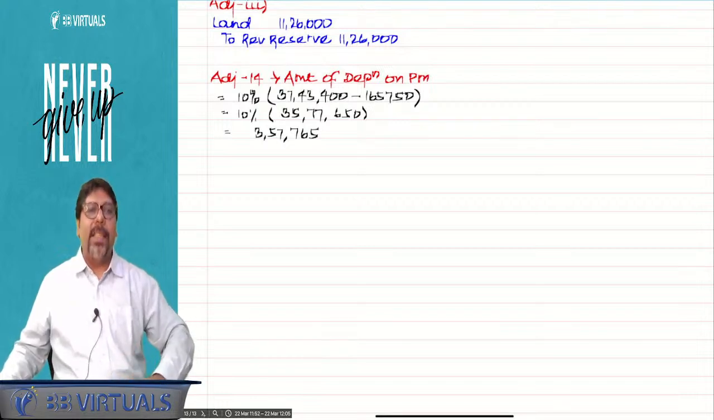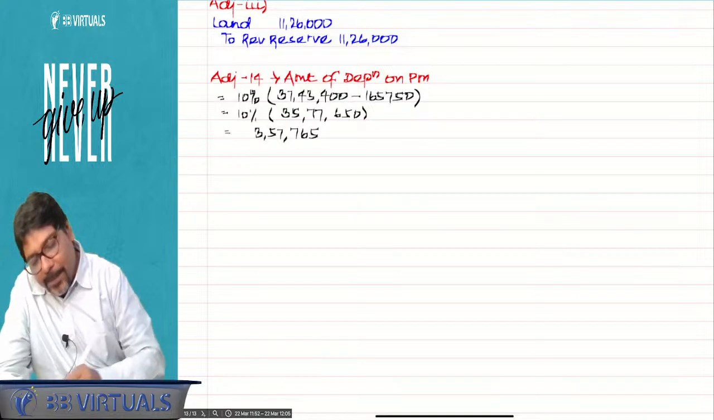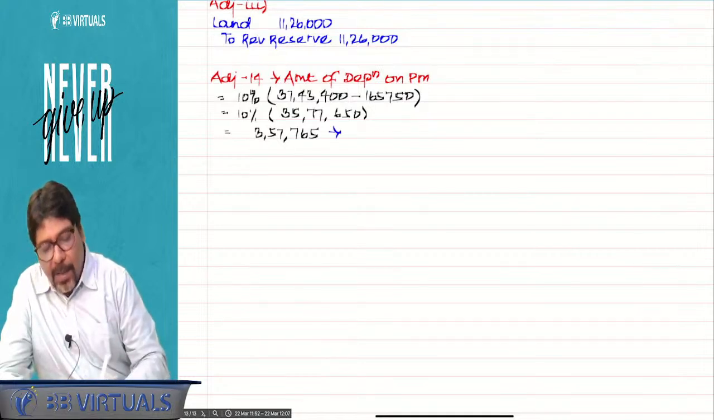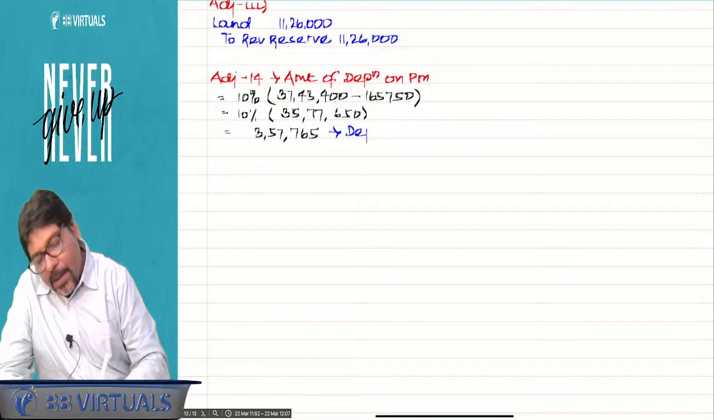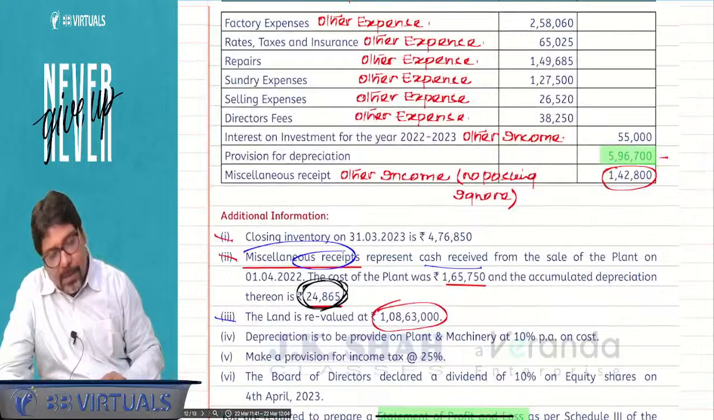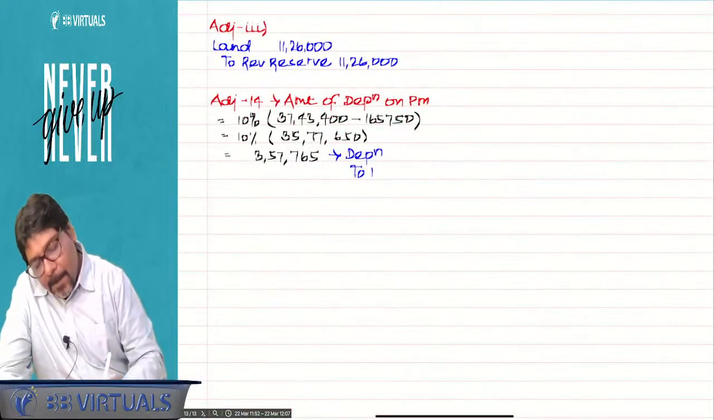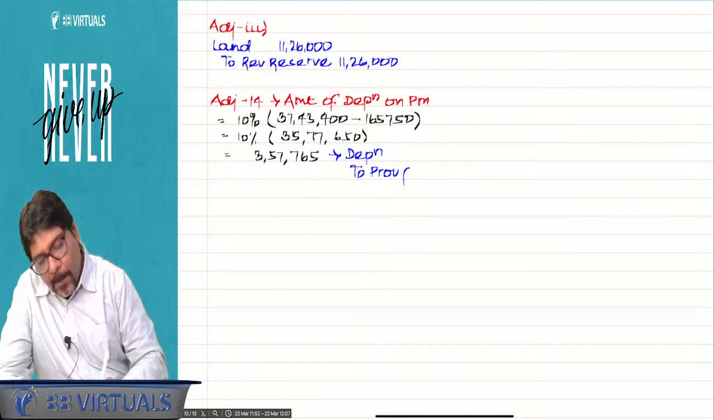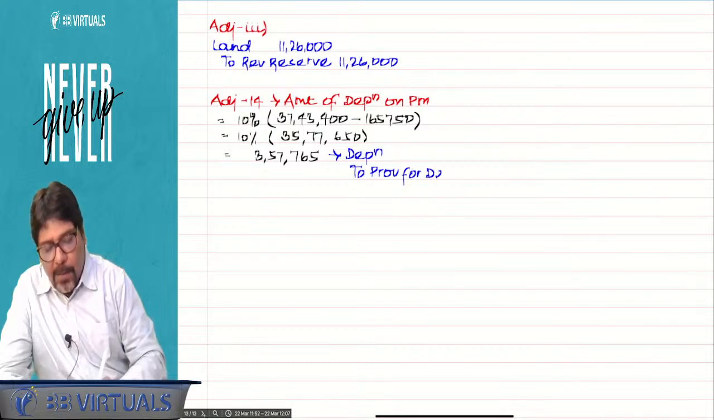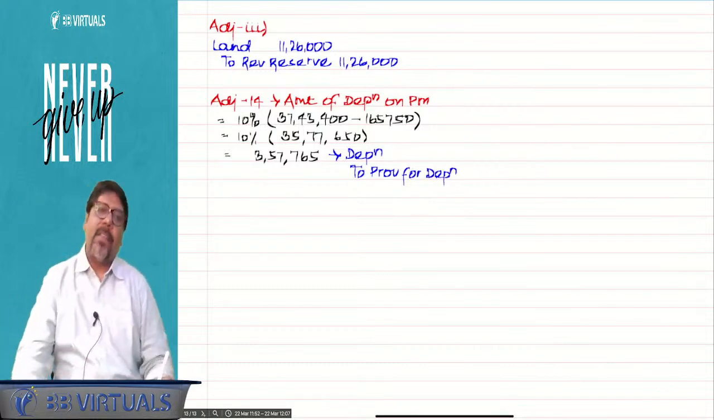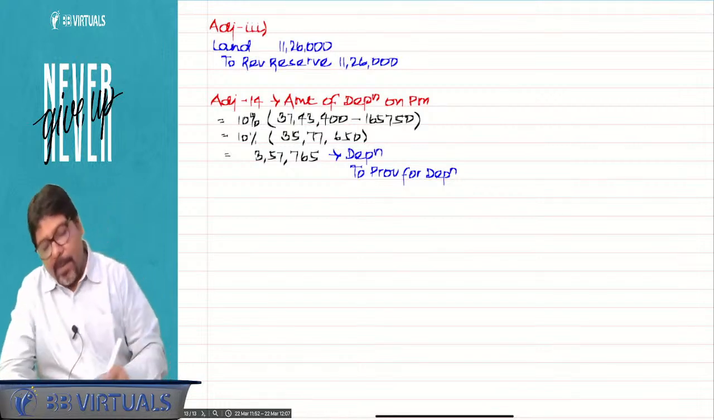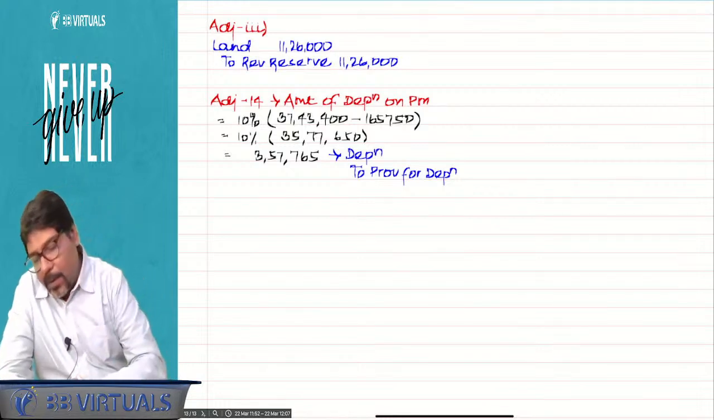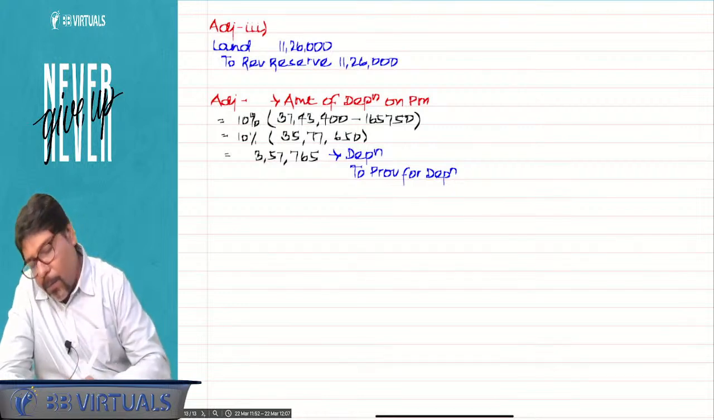In this case, the entry for depreciation will be depreciation to accumulated depreciation or provision for depreciation. What is the difference between accumulated depreciation and provision for depreciation? No difference. Both are the same. Only the name is different. Correct? This was adjustment number 4.